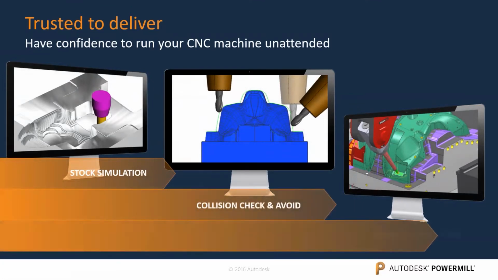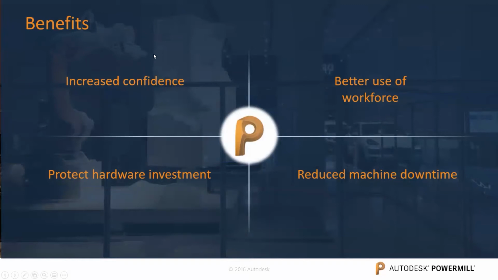So where does our trust come from? We have full stock simulation to verify toolpaths, collision check and avoid. We can do that on the fly as we generate our toolpaths. And then we can verify entire projects when we're done to make sure that there's no issues before we go take that code to the machine. Doing that, we increase confidence in our ability to take that code from the software into the tool. Better use of our workforce, protect hardware investments, and reduce machine downtime.